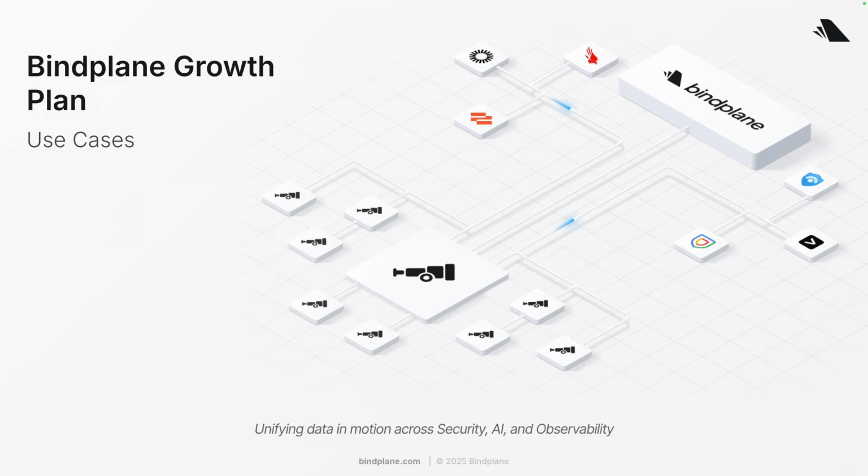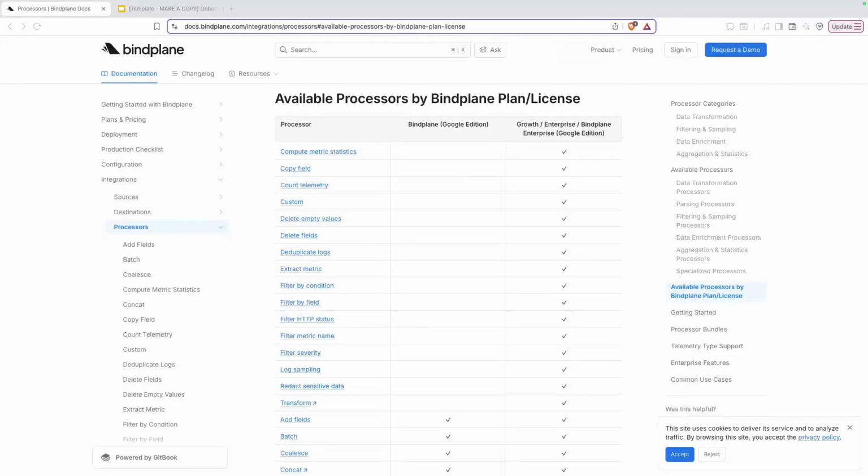Today I'm going to go over some of the ways that you can derive true value from our growth plan. So let's get started. The first thing to note about our growth plan is that it will include processors that aren't available in Bindplane's Google Edition base plan. The processor that we'll be focusing on today is the filter by condition processor. So let's see how we can use it.